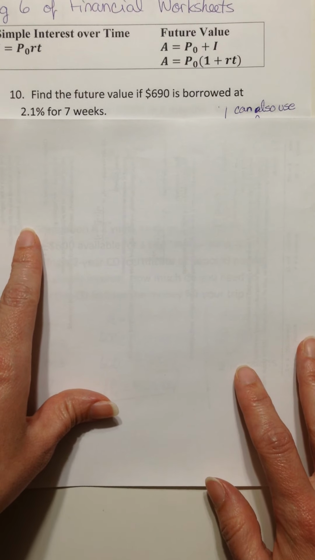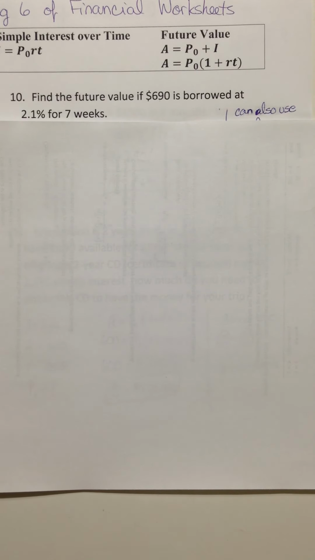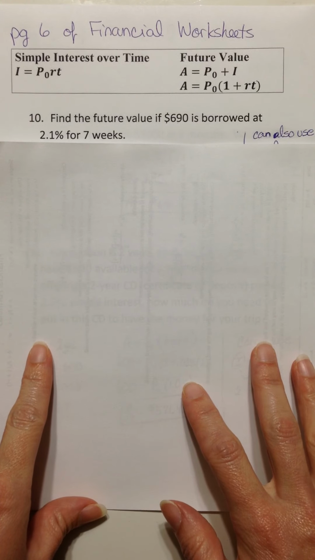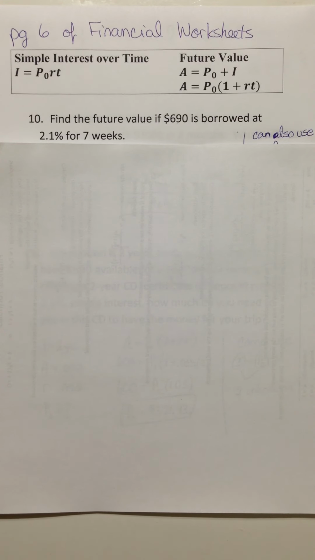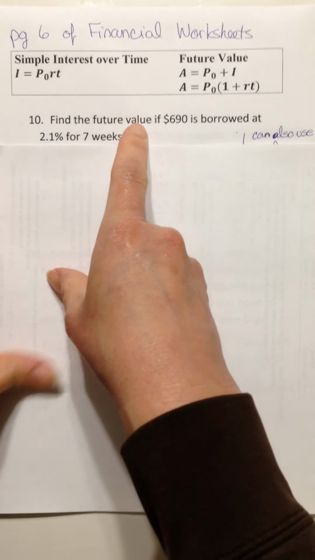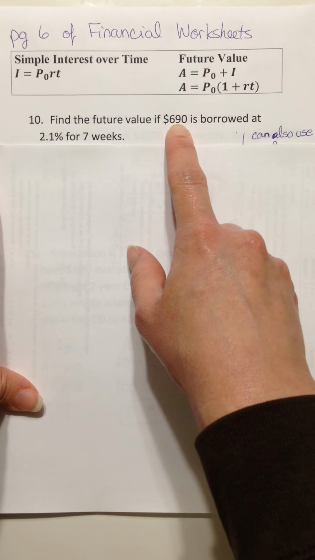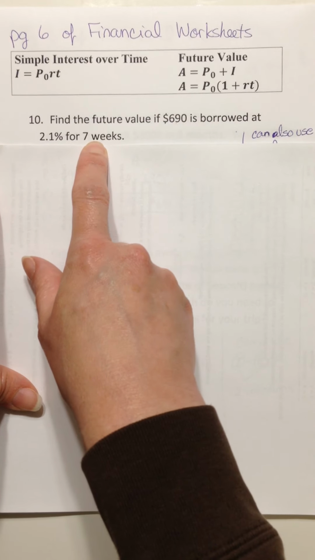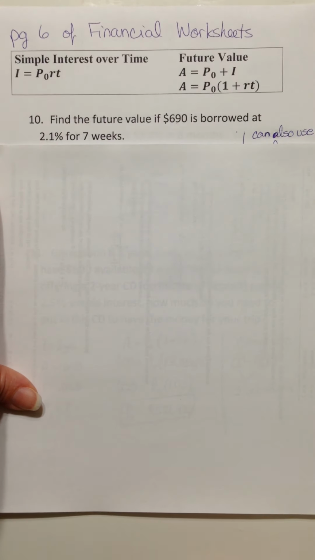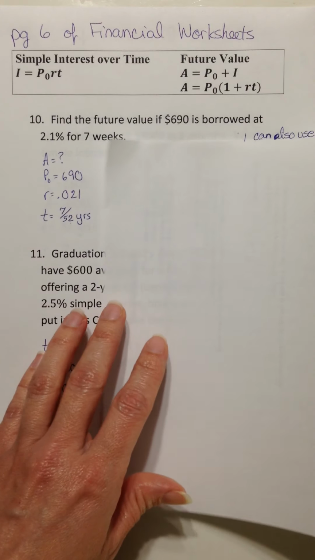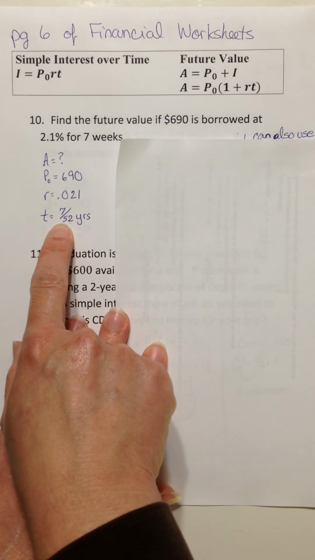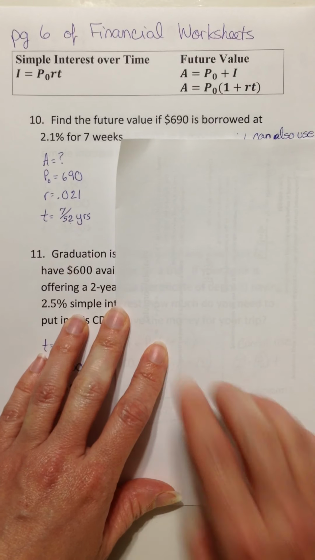So number 10 says find the future value if $690 is borrowed at 2.1% for 7 weeks. So you're looking for the A because it says find the future value if this is your principal, because that amount is borrowed, so that's the P. You're looking for the A. Here's your rate, here's your time. The time, 7 weeks, has to be converted to years, so you have to put it over 52. So your time had to be 7 over 52 years.